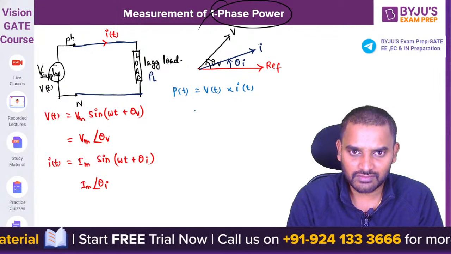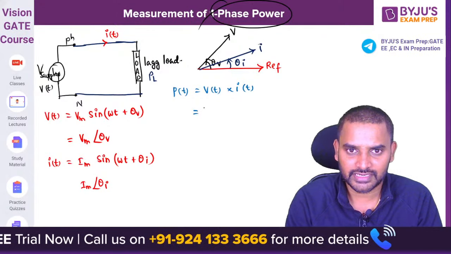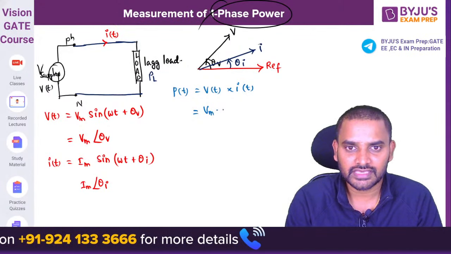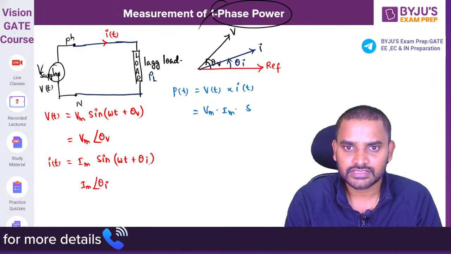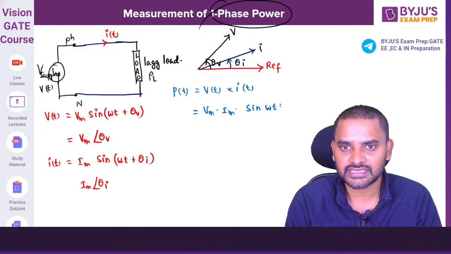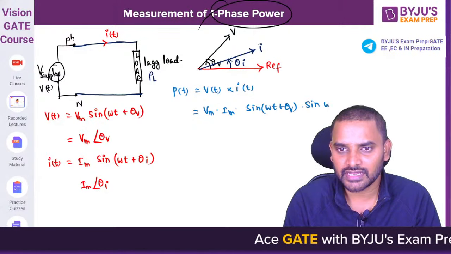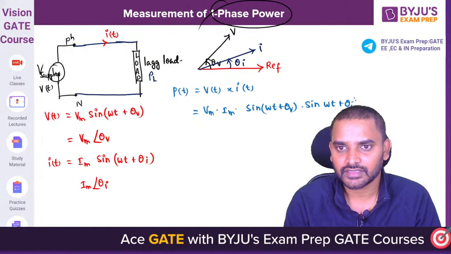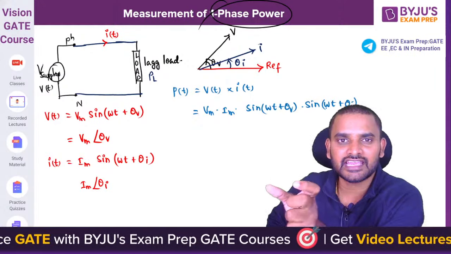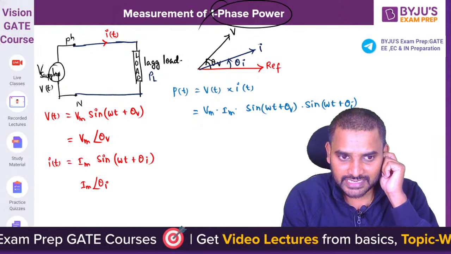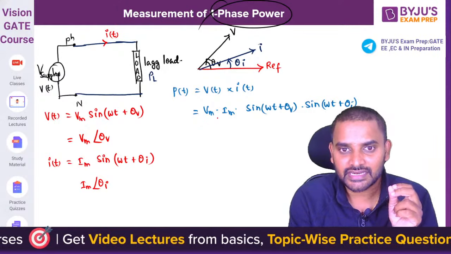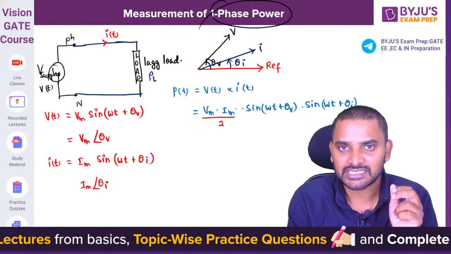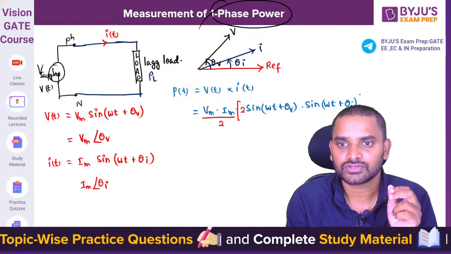Okay, if you solve it, I will be getting Vm Im into sine omega t plus theta V into sine omega t plus theta I. It is like a sine A sine B component. Now let us make it 2 sine A sine B. I am multiplying and dividing with 2.